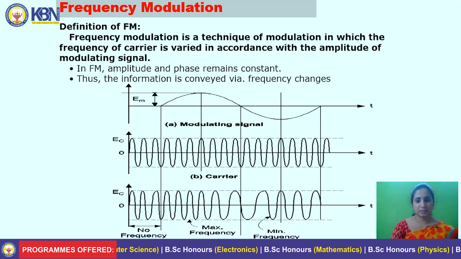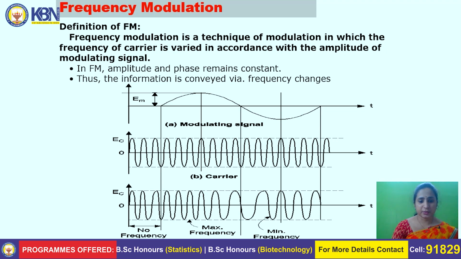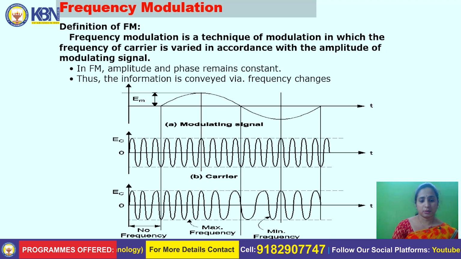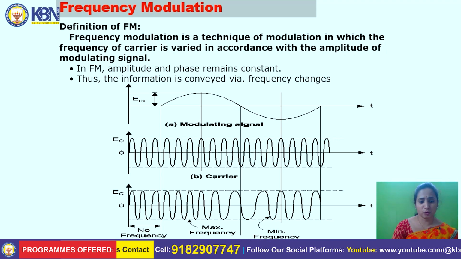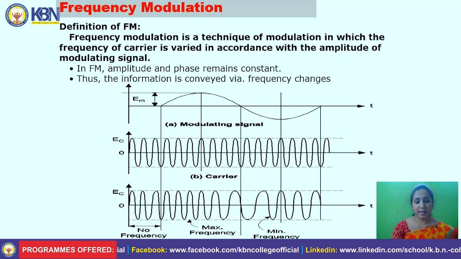Here we can see the difference between the modulating signal and the carrier signal. In the carrier signal we have three categories: no frequency change, maximum frequency, and minimum frequency. In the modulating signal, the signal stays the same from the starting point to the ending point, while in the carrier signal the frequency will be changing. Before and after frequency, we can see the graph.